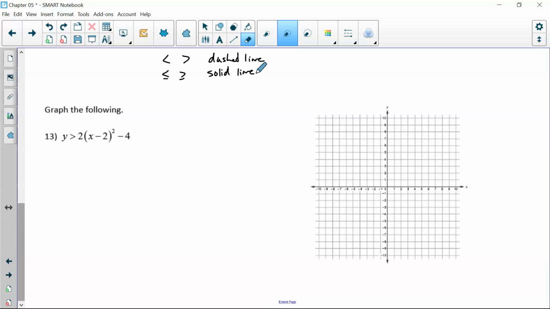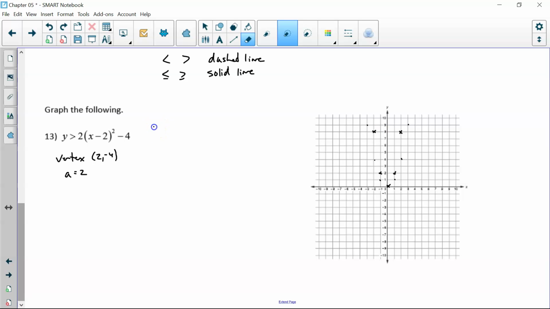Now, number 13 is a quadratic. Now, our vertex is at 2, -4. And our leading coefficient A is 2, which means we have a vertical stretch. So now, here's my anchor points. Now, the vertical stretch means we're going to multiply those outputs by 2. 0 times 2 is 0. 1 times 2 is 2. 4 times 2 is 8. And the other points are off the graph.